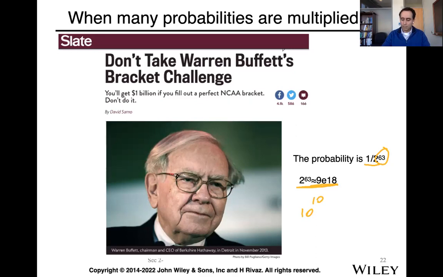So even if I multiply 10 to the power 10 by this number, 1 divided by 2 to the 63, I still get a very small number. I still get 1 divided by, actually, 9 times 10 to the power 8, right? And that's still a very, very small number, even when we multiply it by all the people in the world, right? So small numbers, when they multiply by each other, they really compound.